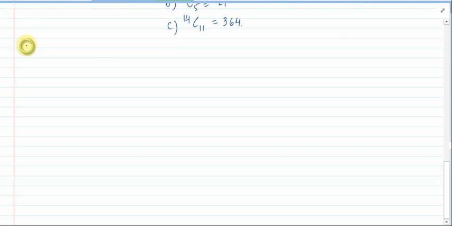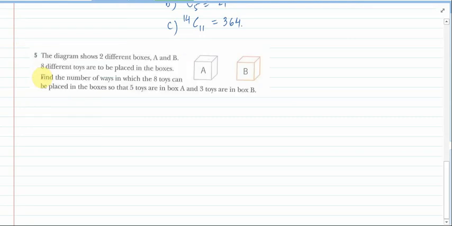It's question number 5. Diagram shows 2 different boxes A and B. 8 different toys are to be placed in the boxes. Find the number of ways in which the 8 toys can be placed in the boxes so that 5 toys are in box A and 3 toys are in box B.